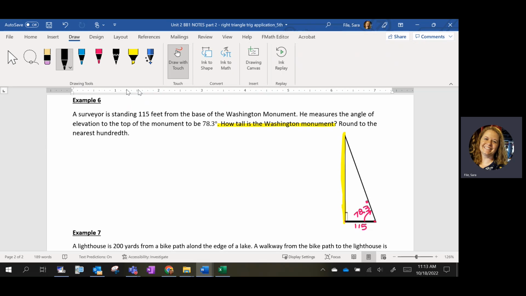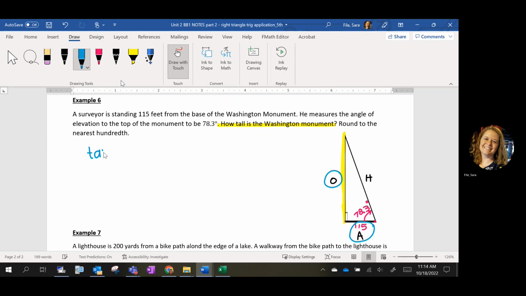I'm going to label my triangle from that 78.3 degree angle. I'm going to say this is the opposite side. Across from the 90 is the hypotenuse, and this is the adjacent side. So they're asking us to find the opposite side when we've been given the adjacent. What trig function puts O and A together? Good, tangent. So there's the tangent trig function.